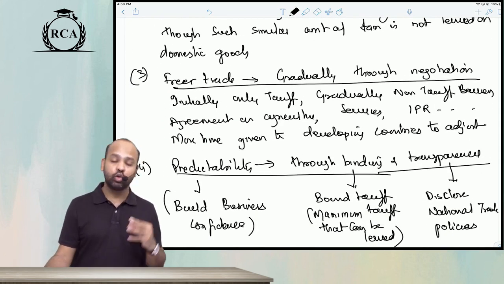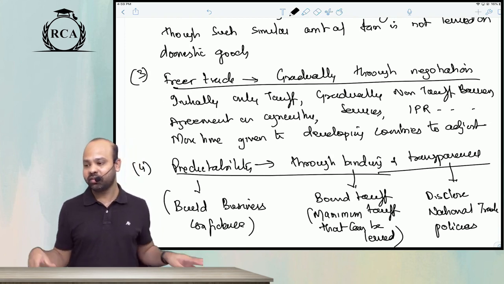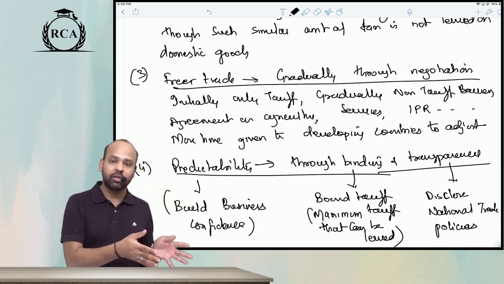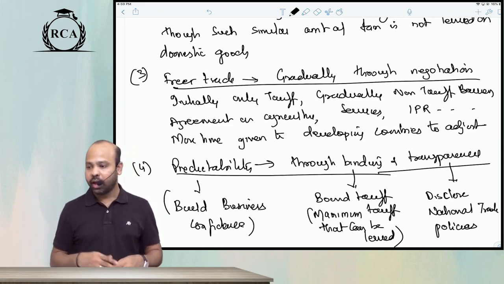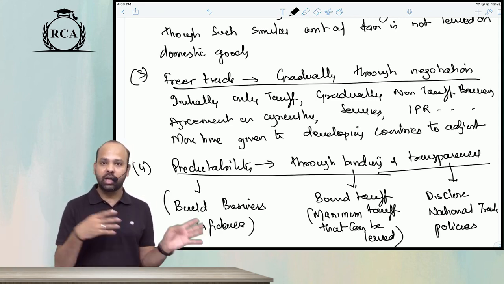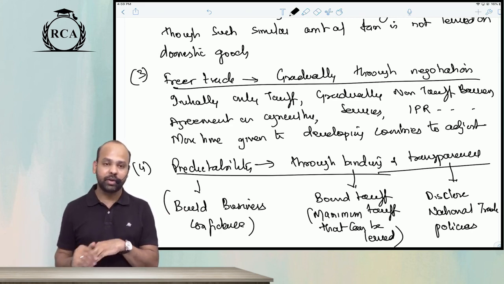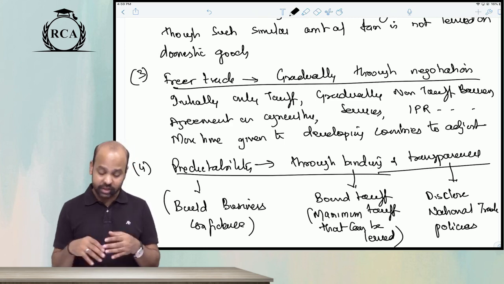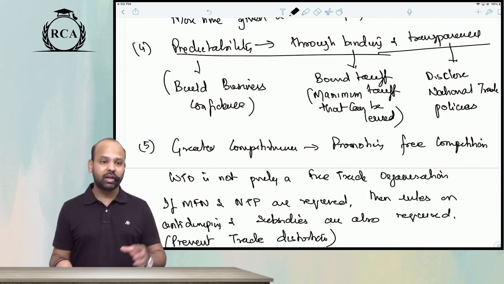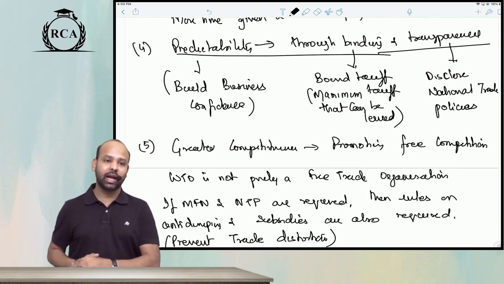We are not expecting you to implement everything immediately. You can see that GATT initially concentrated on lowering tariffs. Then they moved on to non-tariff barriers also. And they included services, agriculture, investment related measures, intellectual property rights. More time was given to developing countries to adjust to all of these measures. There is predictability through binding and transparency.